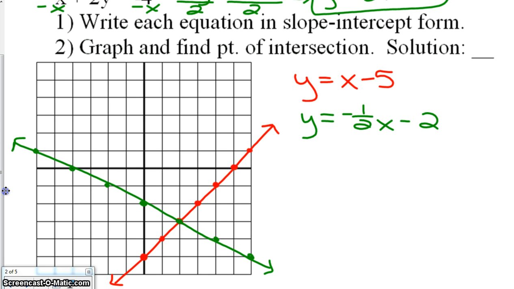You can see our point of intersection where the two lines meet right at that point. The coordinates of that point create our solution. So our solution is going to be at the point 2, negative 3, right where those two lines intersect.